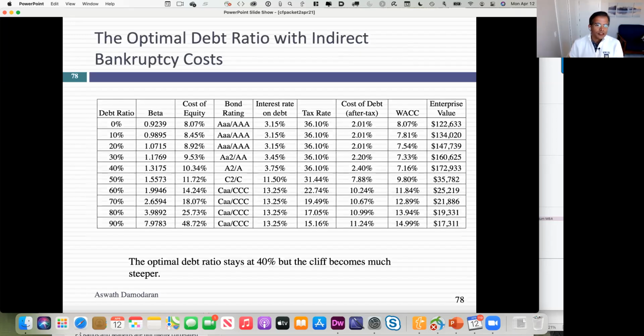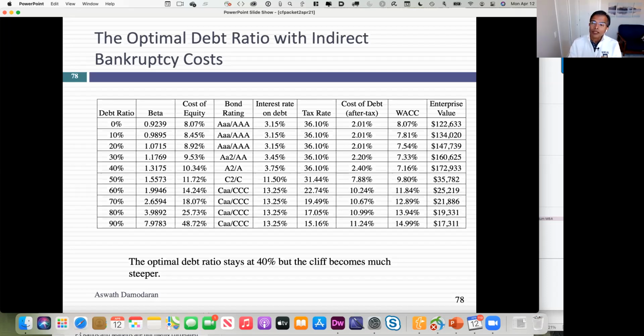So I tried this on Disney to see what would happen to their optimal. Think of what I did for Disney, right? The original analysis, I kept the operating income fixed and changed just the debt ratio, only the cost of capital changed. Here, in addition to the cost of capital changing, my cash flows are also changing. My end game is to maximize my value as a company. And if I make that my end game, it turns out that my optimal debt ratio is still 40% with the indirect bankruptcy cost built in.